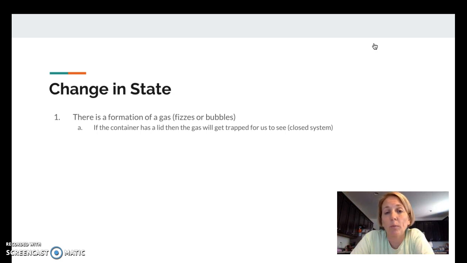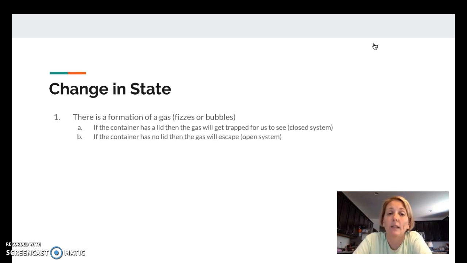For example, if we burn a piece of wood, we are changing the state of the wood, but a lot of the gas is escaping, which is part of the piece of wood to begin with. But if we could put a lid on that fire and trap that gas, we wouldn't lose anything out of that reaction. If there is no lid, the gas will escape. That is called an open system.